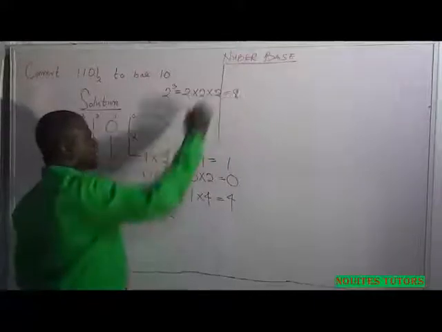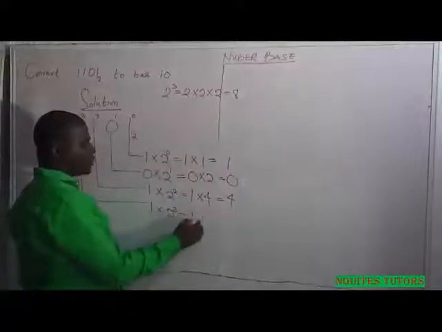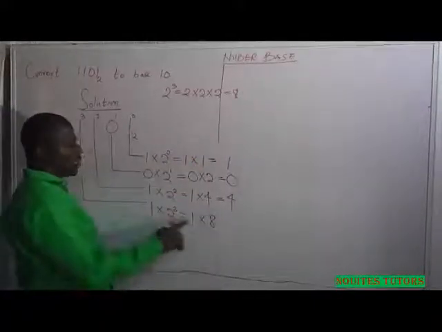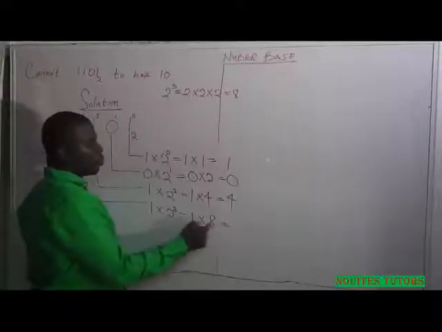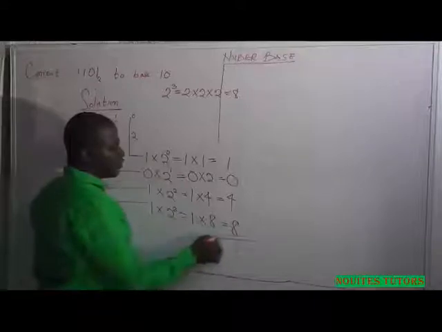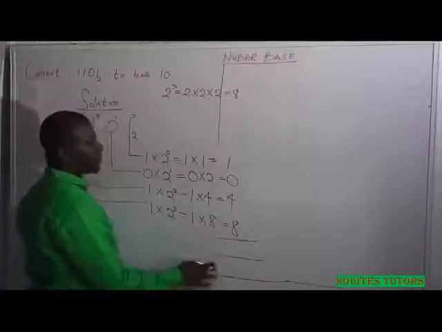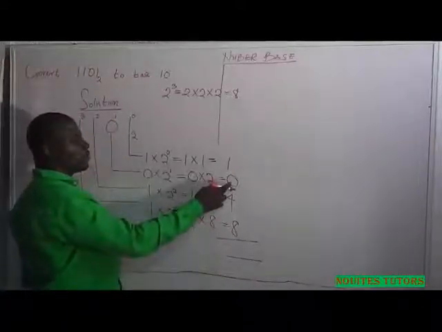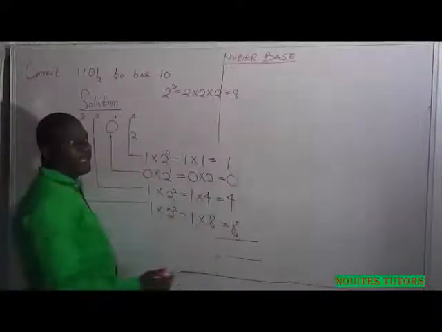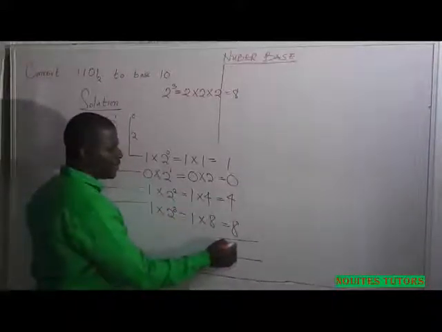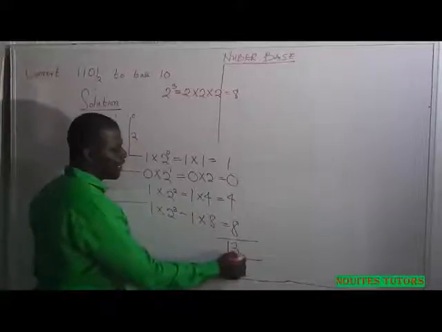And that's 8. So, I'll say 1 times 8. This one here. Then this 2 raised to power 3, which is 8. So, 1 times 8 is 8. So, if I add this together now, 1 plus 0 is 1, 1 plus 4 is 5, 5 plus 8, that is 13 base 10.